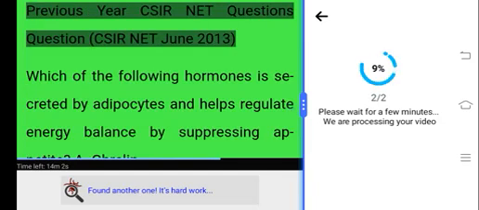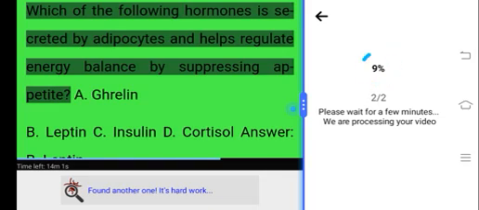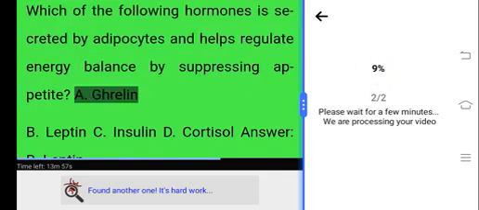Previous year CSIR NET questions. CSIR NET June 2013. Which of the following hormones is secreted by adipocytes and helps regulate energy balance by suppressing appetite? A. Ghrelin. B. Leptin.